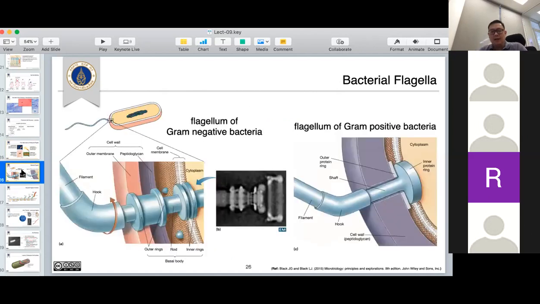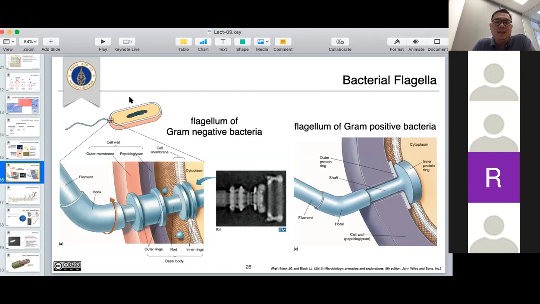Bacterial flagella are different from eukaryotic flagella because eukaryotic flagella comprise tubulin protein arranged in 9+2. But bacteria do not contain tubulin. Bacteria never have beta tubulin protein at all. So the protein that forms bacterial flagella is flagellin.